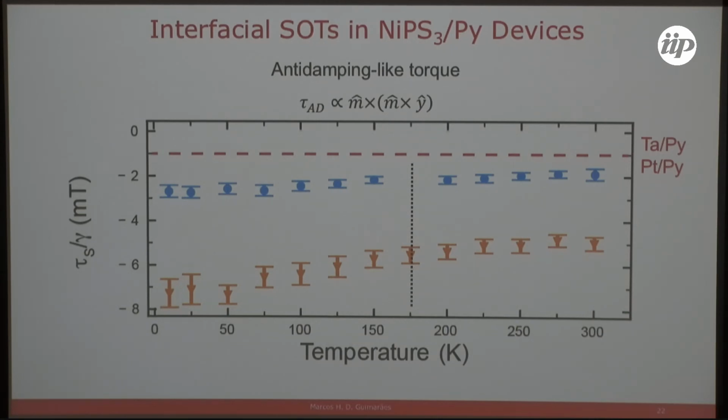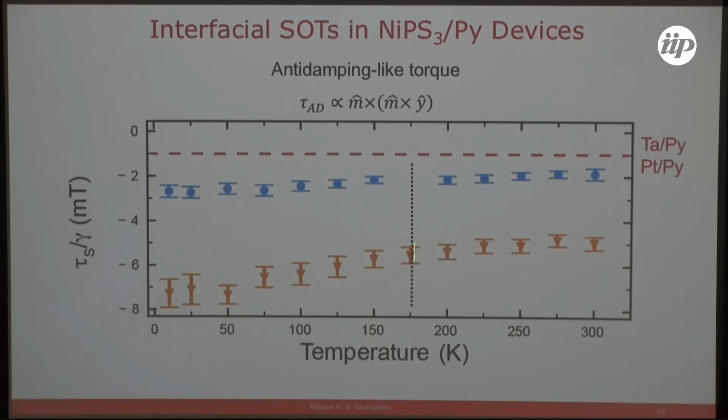Why this happens, we have absolutely no idea. And why is it strong? We also have absolutely no idea. Because nickel, phosphorus, and sulfur are relatively light materials, so we would expect a very small spin-orbit coupling. But surprisingly enough, we measure a very large spin-orbit torque.